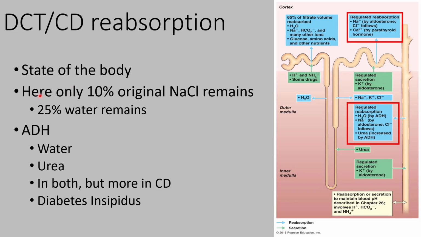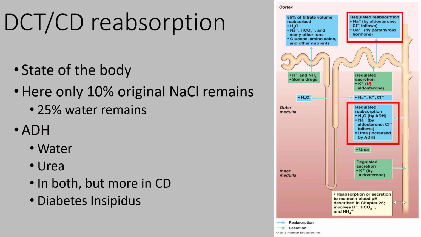By the time we get to the distal convoluted tubule, only about 10% of the original filtered sodium and chloride remain, and only about 25% of the original filtered water remains. 90% of that sodium and chloride have been reabsorbed by this point. 75% of the water has been reabsorbed by this point.